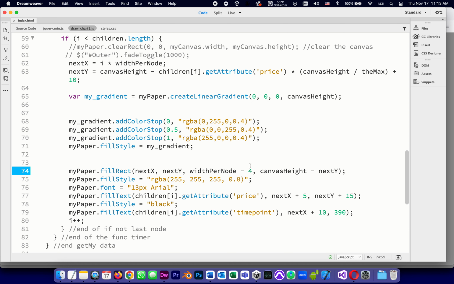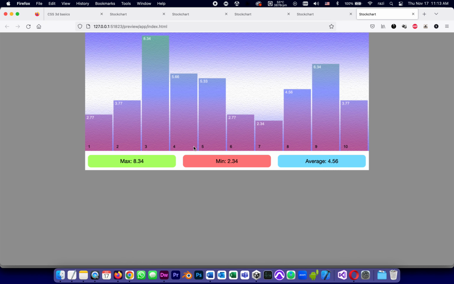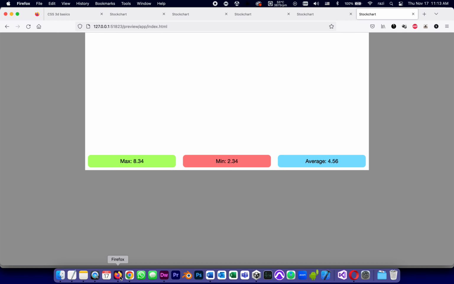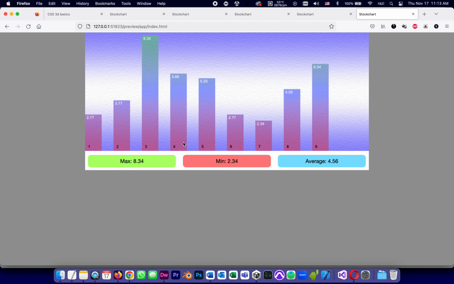The width per node is how wide each rectangle needs to be so they all fit. Now, why am I doing negative 4? Negative 4 is negative 4 pixels to create a tiny little bit of a gap between them. Here's the negative 4, because I just thought it looked cool. This can be played around with. If, for instance, it was not negative 4 but negative 40, my rectangles are going to be thinner with 40 pixels in between.